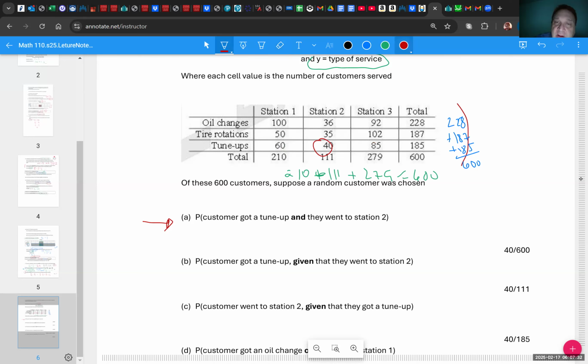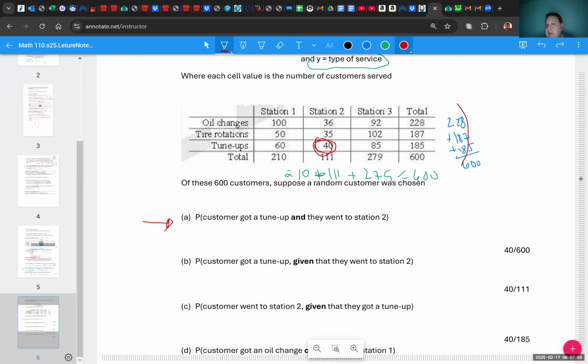Right here, both tune-up and station 2. All the other numbers either don't have station 2 or don't have a tune-up, right? This number over here has a station 2, but not a tune-up. This number over here has a tune-up, but not station 2. This is the only number, 40, which is both tune-up and station 2.